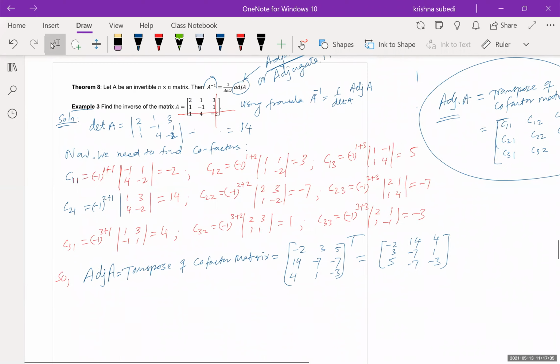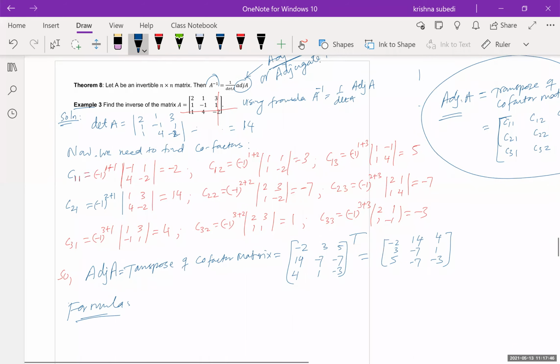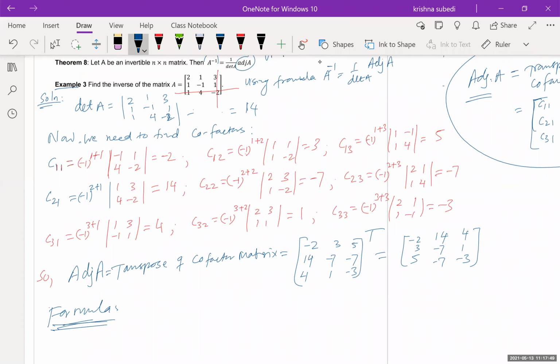Okay, now we want to find the inverse. We know the formula: A inverse equals 1 over determinant of A times adjoint of A. That's the formula, okay? The proof of the formula is not required for this course. So 1 over determinant of A is 1 over 14, and adjoint of A we just calculated, which is -2, 3, 5, 14, -7, -7, 4, 1, -3.